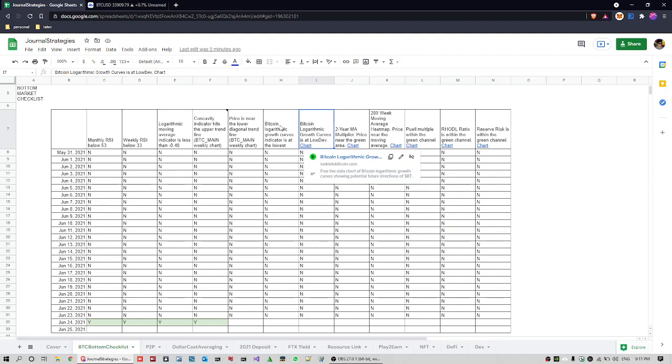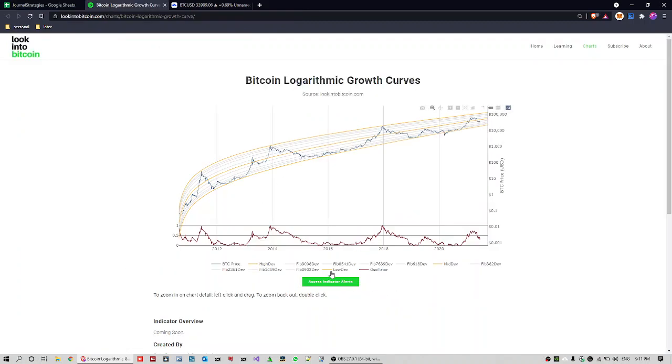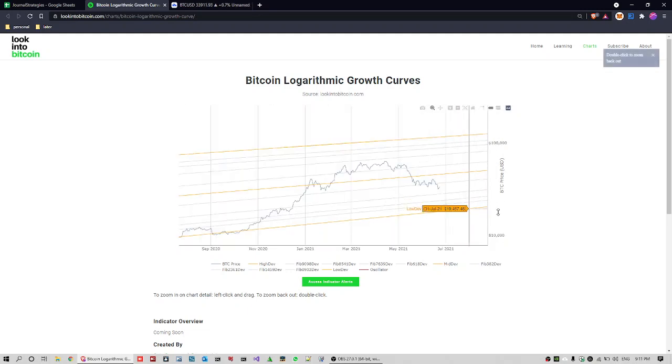Now this is the same as this one, but you can view the chart on the link provided. So the Bitcoin logarithmic growth curve is at low deviation, here, the yellow curve at the bottom. So it's kind of near the middle. If you zoom in, probably when the price hits around this level, we can say that we are near the bottom, or the price is at the bottom.